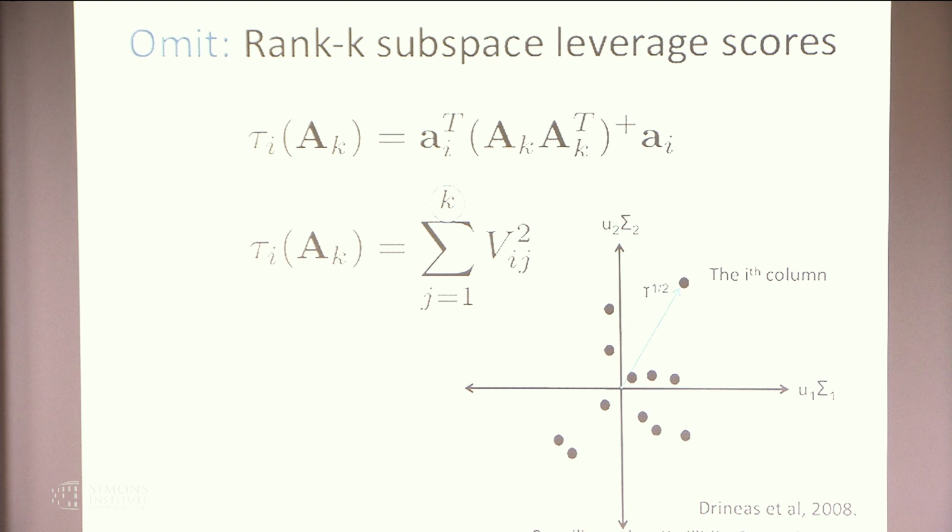And so you can create this really nice geometric picture where you've sphericized the columns of your data. Each column is a point on this, and the leverage score is essentially the radius of the column on this picture. So large leverage score columns are ones with large radius.